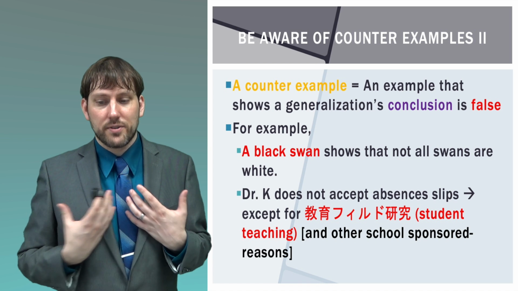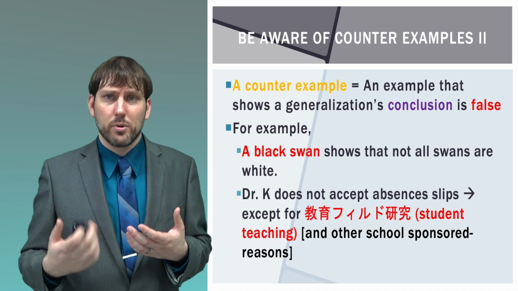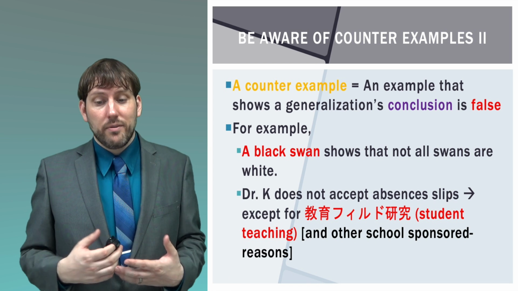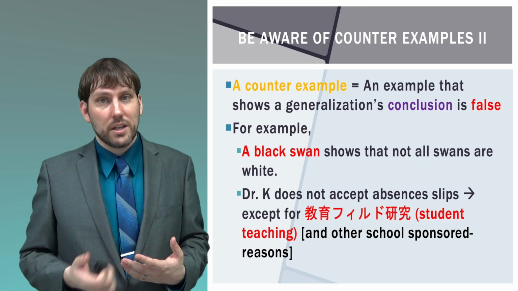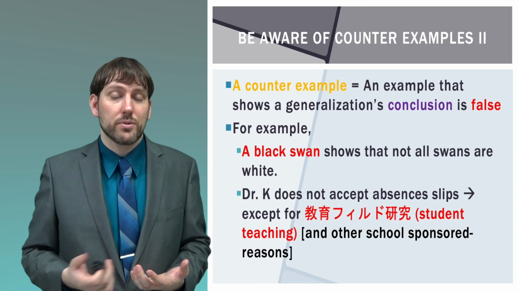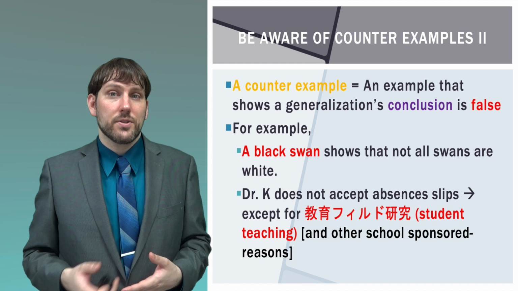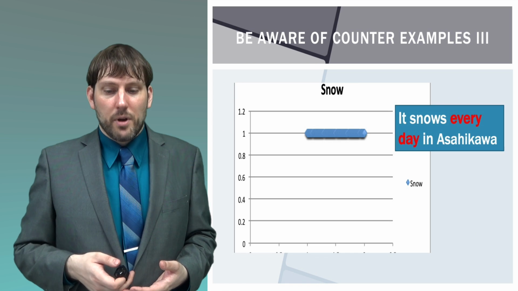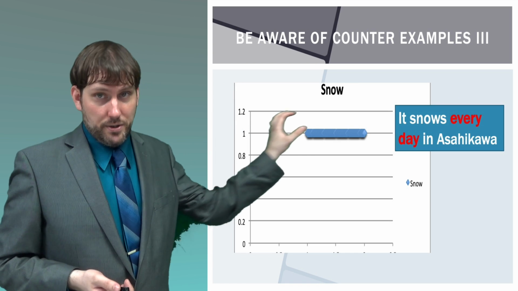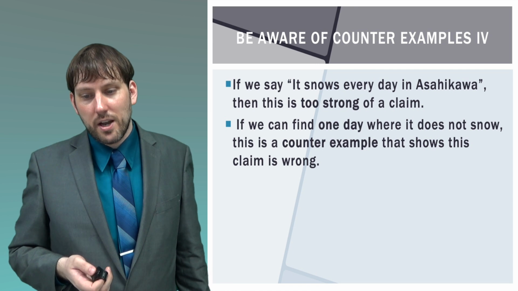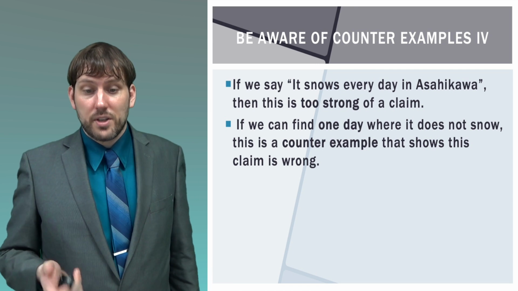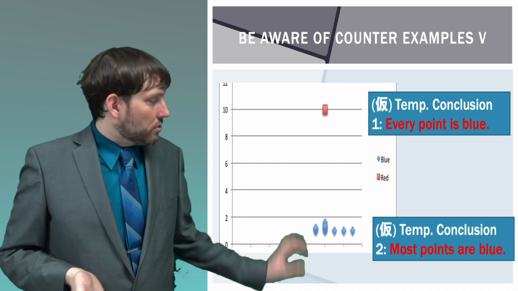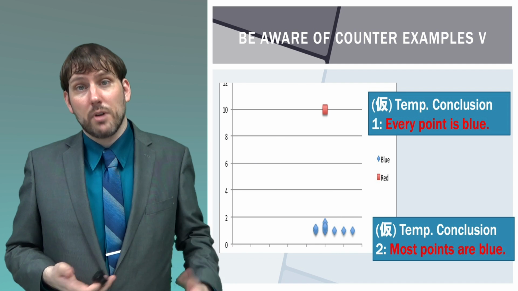Another example, I don't accept absence slips. So when you have a sports event or something, I don't care. Handing it to me has no meaning. But if you are missing things due to a Kyoku Field Kenkyu, which is a type of student teaching or any other school-sponsored event, I will accept it. So this is a counterexample to my rule that I accept no absence slips. Another one, if I said it always snows in Asahikawa, so we have all this snow. If there's a single time that it doesn't snow, then this claim is broken. So if we can find a single day, then this claim would be wrong. So if I had a chart, if I said every point is blue, if a single point is red, that's going to break it.